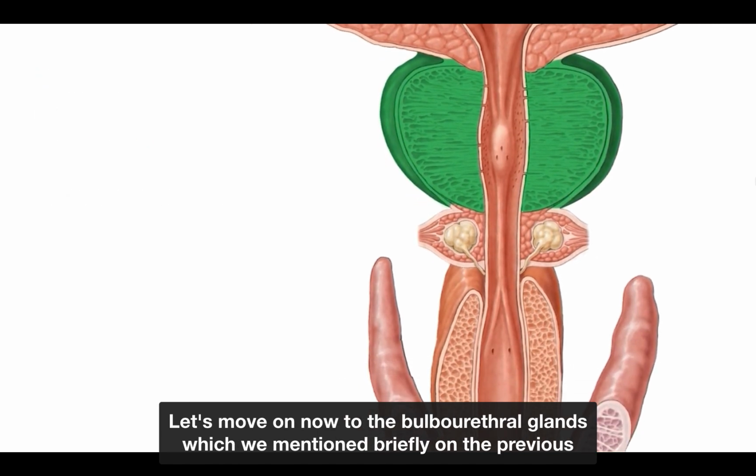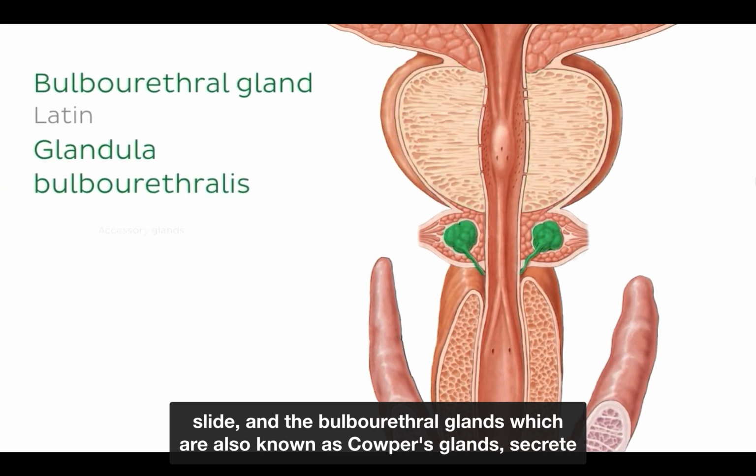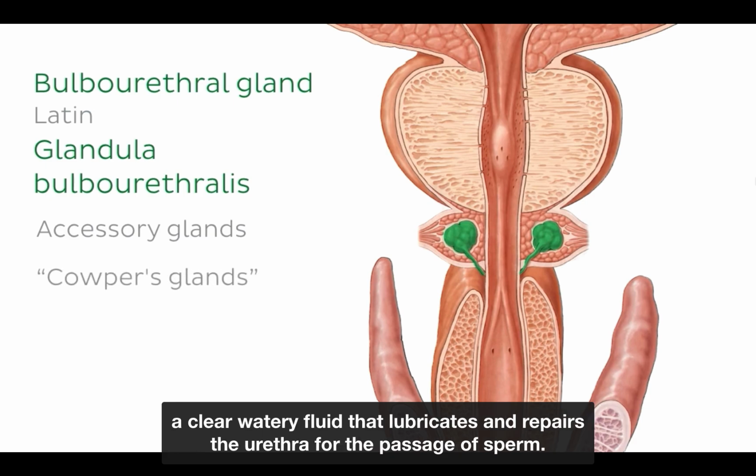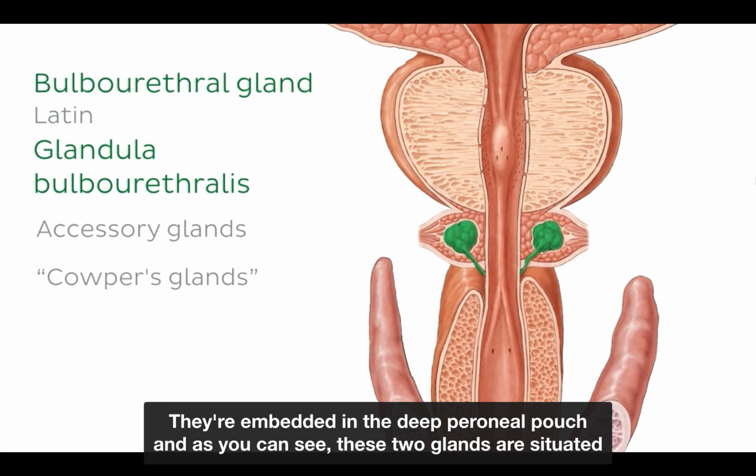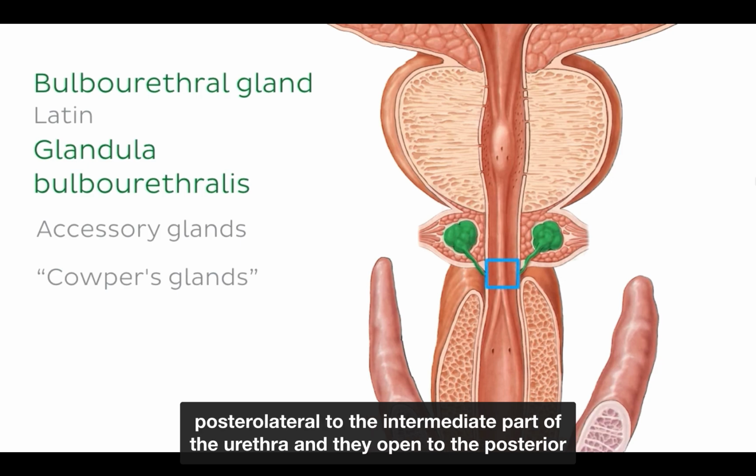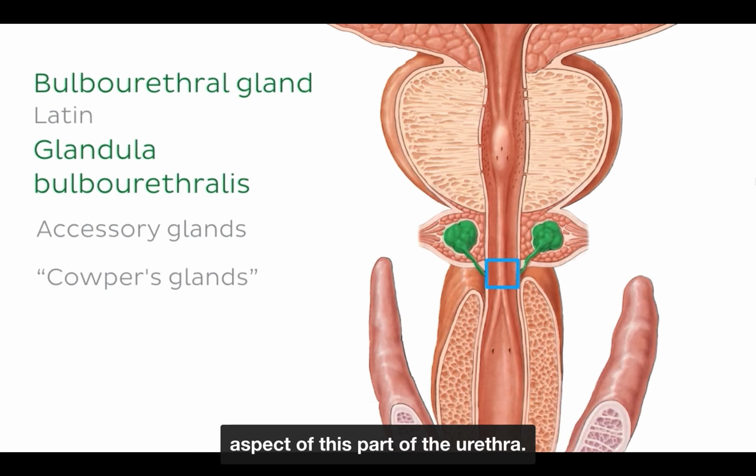Let's move on now to the bulbourethral glands, which we mentioned briefly on the previous slide. The bulbourethral glands, which are also known as Cowper's glands, secrete a clear watery fluid that lubricates and prepares the urethra for the passage of sperm. They're embedded in the deep perineal pouch, and as you can see, these two glands are situated posterolateral to the intermediate part of the urethra, and they open to the posterior aspect of this part of the urethra.